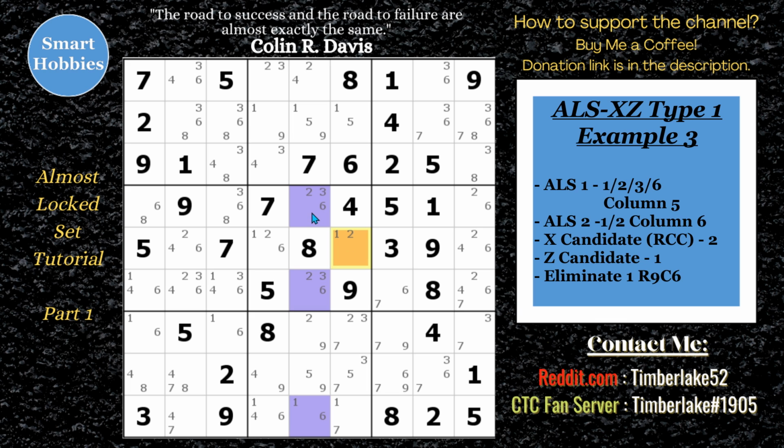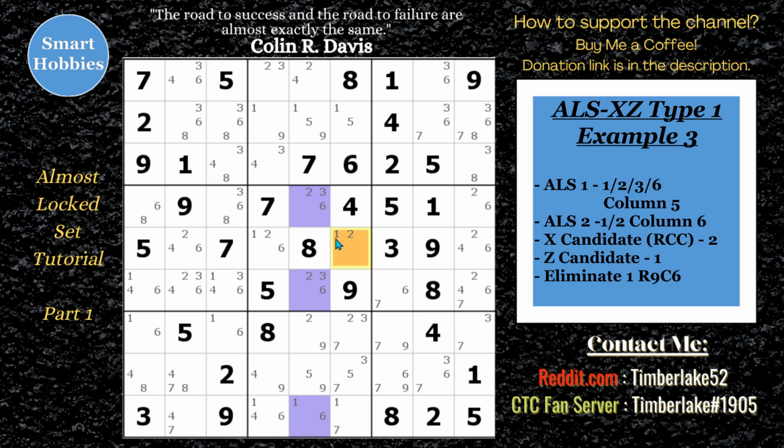So, do we have... you look at column 5, the 3 in purple, there's 4 candidates and 3 cells: 1, 2, 3, and 6, 3 cells, that's an almost locked set. You look right here at the orange cell, almost locked set, 2 candidates, 1 cell. So that part applies. Now, does it have a restricted common candidate?